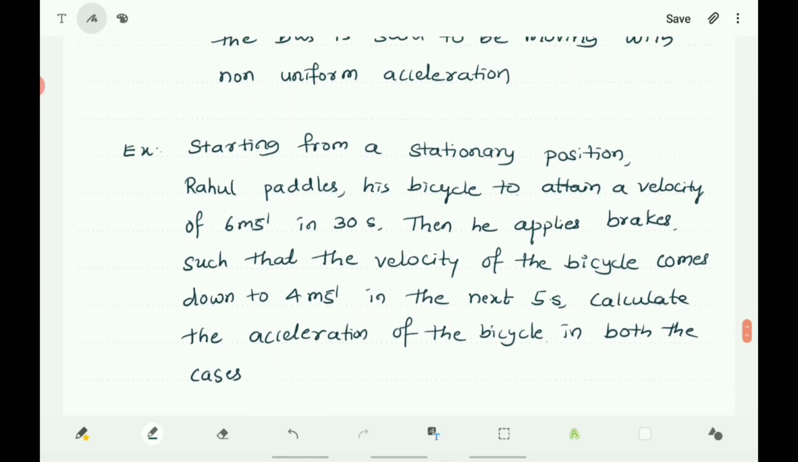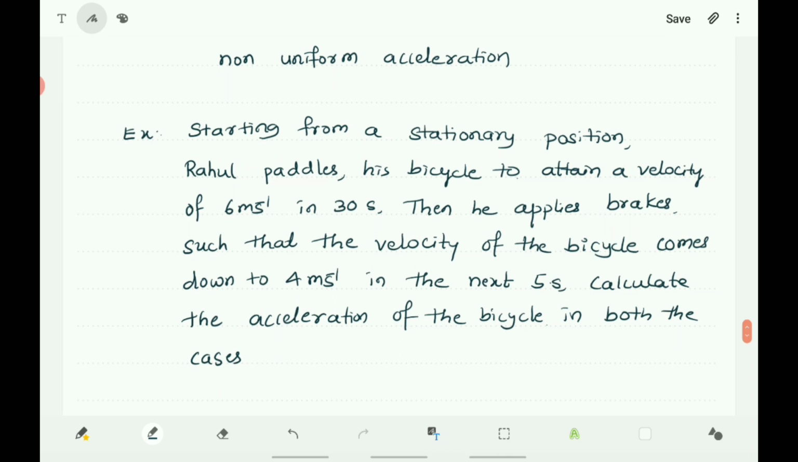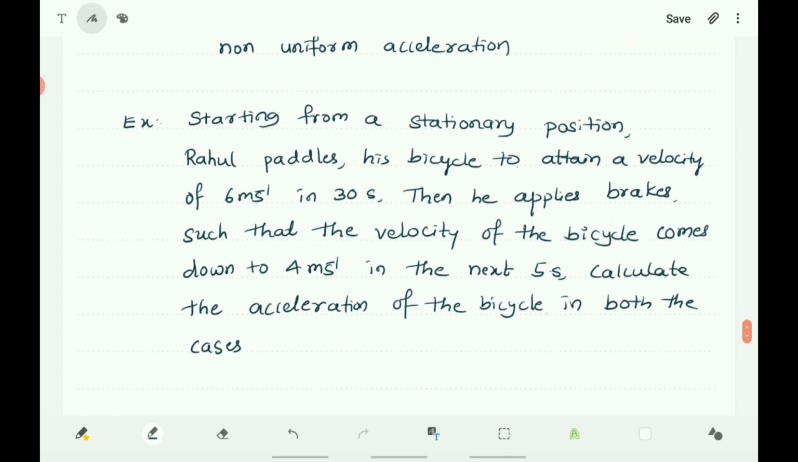Here there is a problem based on acceleration. So let us take the first one. Starting from a stationary position, Rahul paddles his bicycle to attain a velocity of 6 ms^-1 in 30 seconds. Then he applies brakes such that the velocity of the bicycle comes down to 4 m/s, that is 4 ms^-1, in the next 5 seconds. Calculate the acceleration of the bicycle in both the cases.